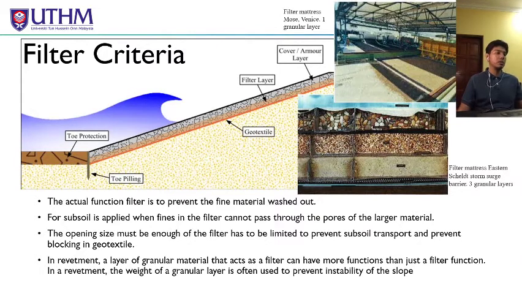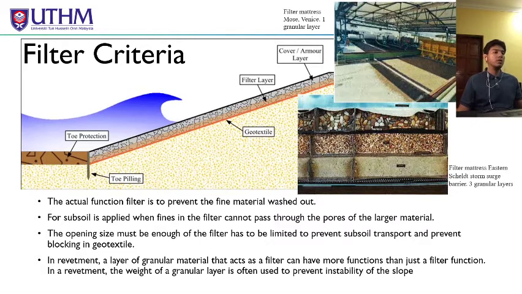For the subsoil, the criterion applies when the filter cannot pass through the pores of the larger material. And the third one, the opening size of the filter has to be limited to prevent subsoil transport and prevent blocking of the geotextile. So for the filter criteria, we need to choose carefully because we don't want the granular material to wash out. In revetments, a layer of granular material that acts as a filter can have more functions than the filter function.